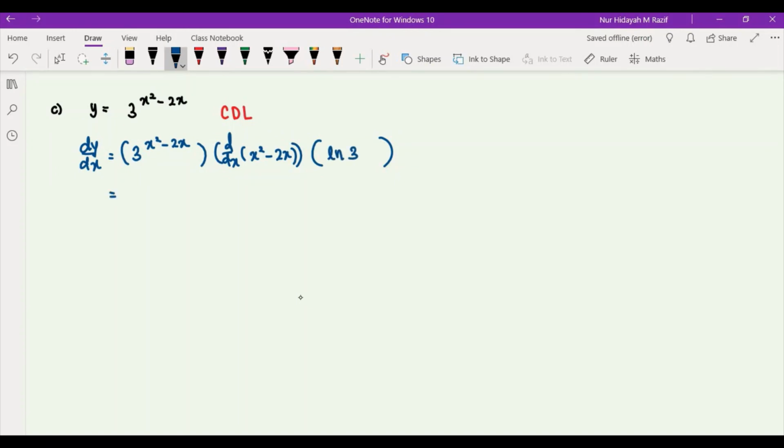So you can just simplify this first, 3 power of x squared minus 2x multiplied by 2x minus 2. That is the derivative from the second bracket. And then multiplied by ln 3. You can just then leave it at that. Please remember that you have to have the bracket there, or else your answer will be wrong. Thank you.